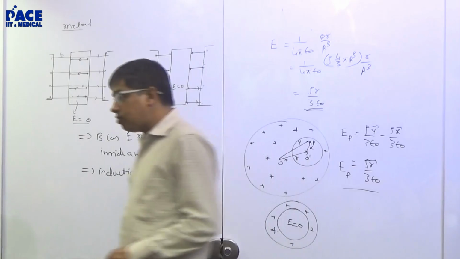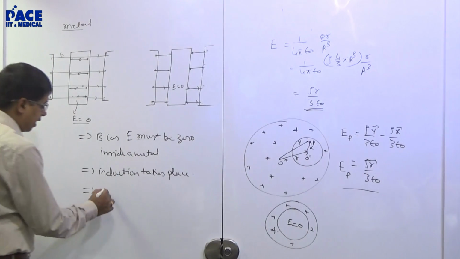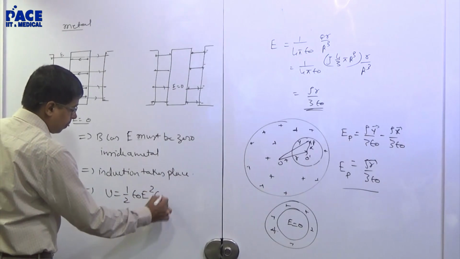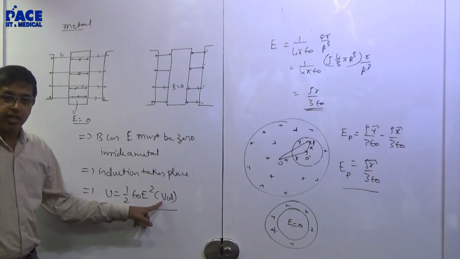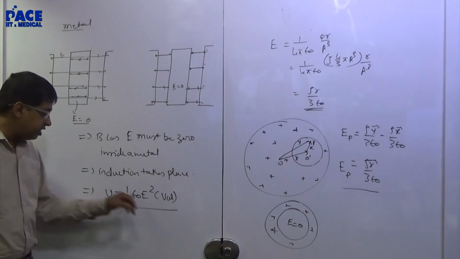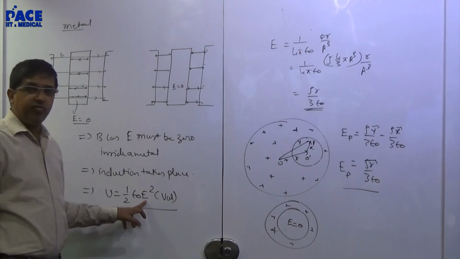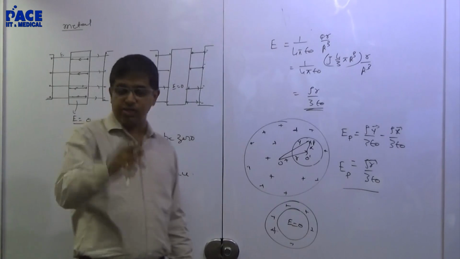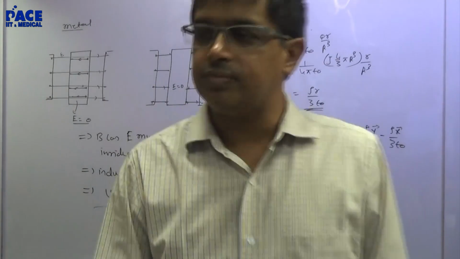Why should the field be 0 inside the metal? In the third lecture from now, we will calculate the potential energy stored in an electrostatic field. Energy density will be half epsilon naught E square, into the volume. Are you trying to tell me that wherever I have a field, I will have potential energy? Yes. Nature prefers the least potential energy state.